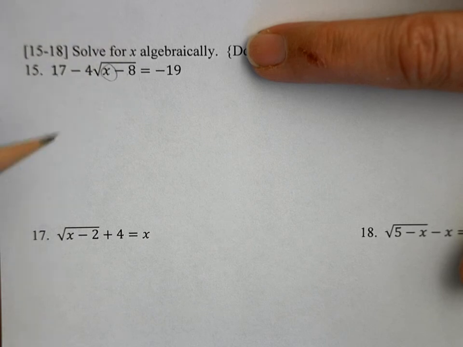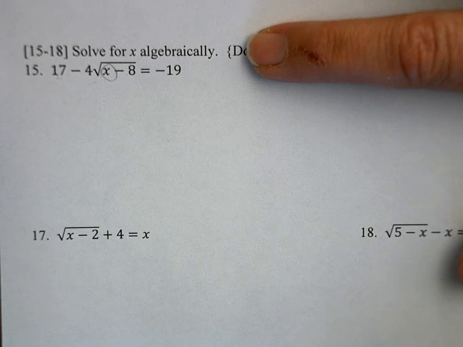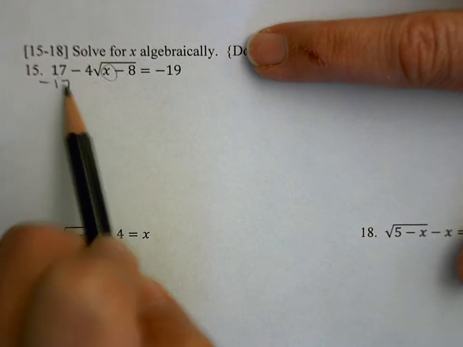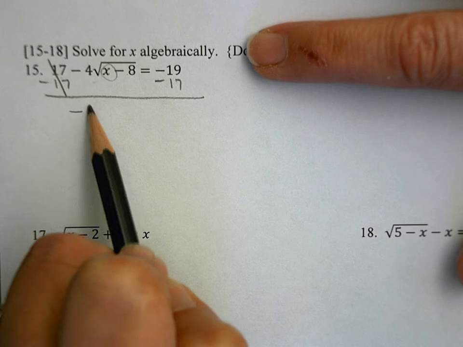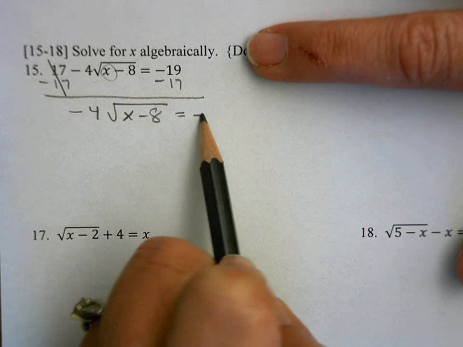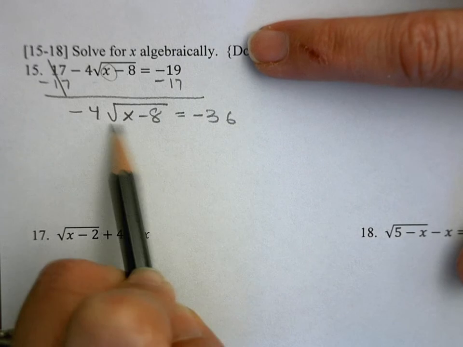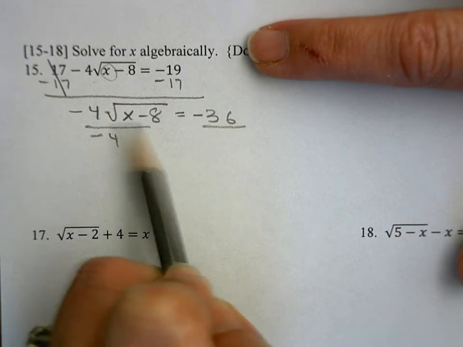So I can't combine 17 minus 4 and make that 13 because 4 is not subtracting from 17, it's actually multiplying the radical. So again, I'm trying to isolate. So I'm going to subtract the 17 first. And then divide by negative 4 since it's multiplying. Remember the radical, because it's side by side, that means it's multiplying.